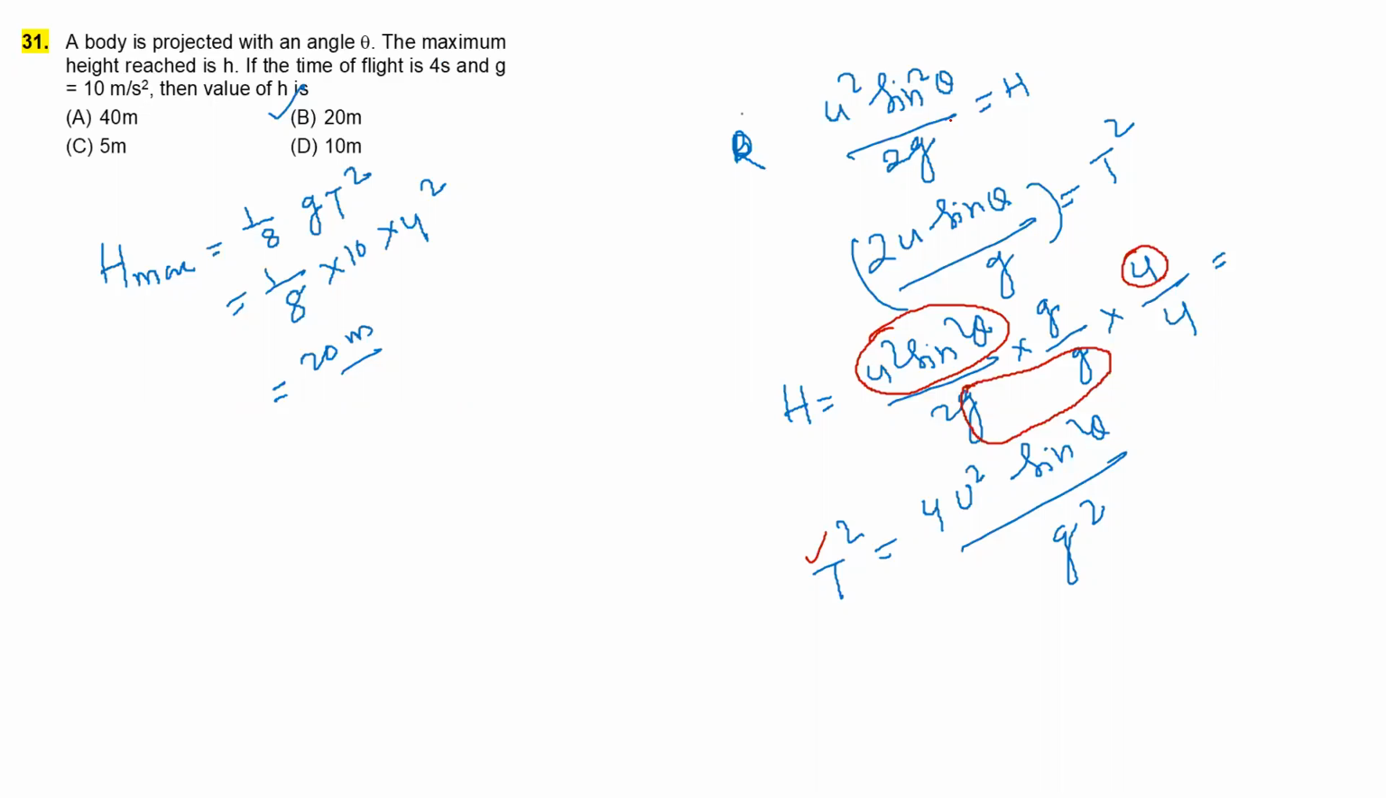U square sin square theta by 2g is equal to h. Time of flight is equal to 2u sin theta by g. So t square is equal to 4u square sin square theta by g square. We want to find the relation between maximum height h and time of flight. So h is equal to u square sin square theta by 2g. Multiply and divide by 4g. Then this u square sin square theta and down g square into 4 can be replaced by t square. So by replacing that, we are getting h max is equal to 1 by 8 g t square. That is the relation between them.